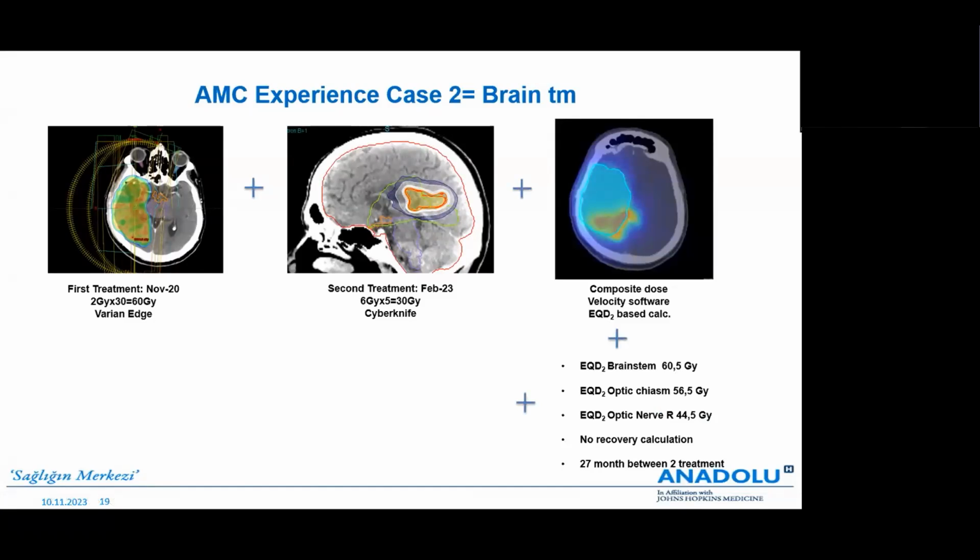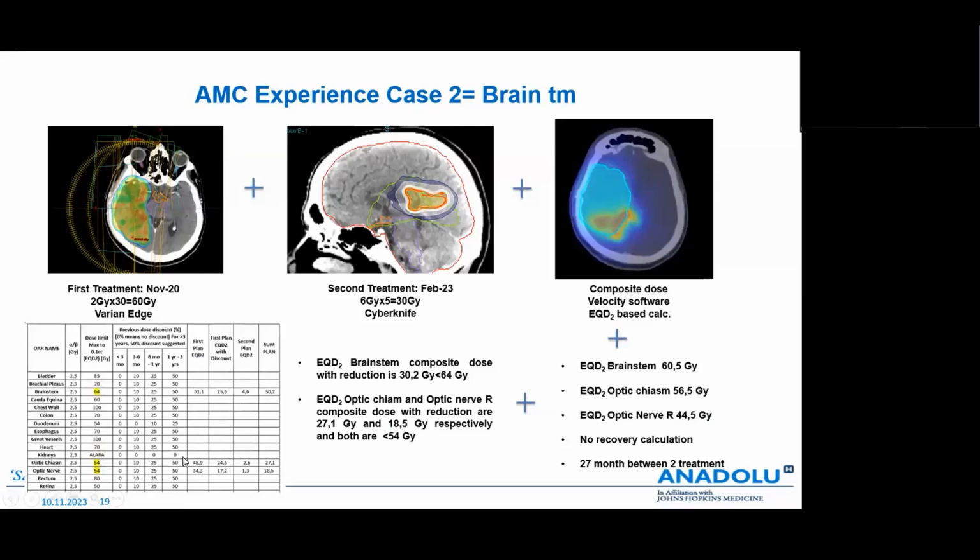We didn't apply any recovery calculation, and we used this general form. And if you look at this form with reduction, if you use the reduction, you can easily see that your values are under the tolerance for the brainstem and the other organs also.